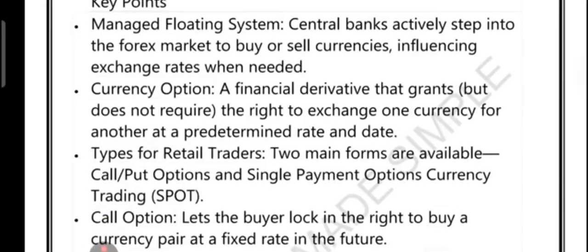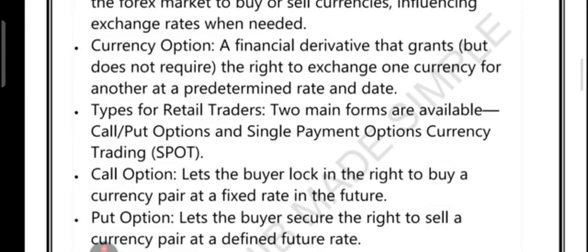Now, the forex market's main jobs are to let people swap currency and to protect them from currency-related loss, which is called hedging, right?